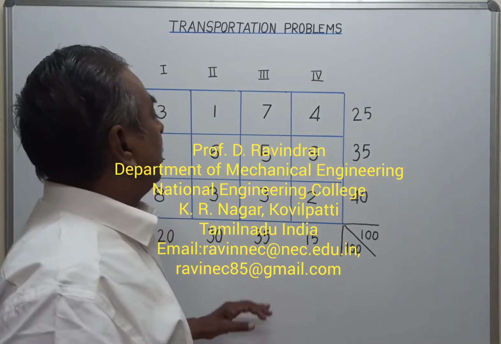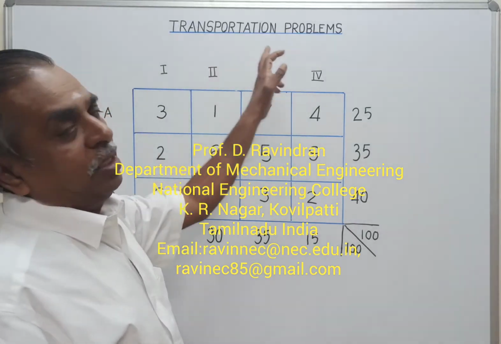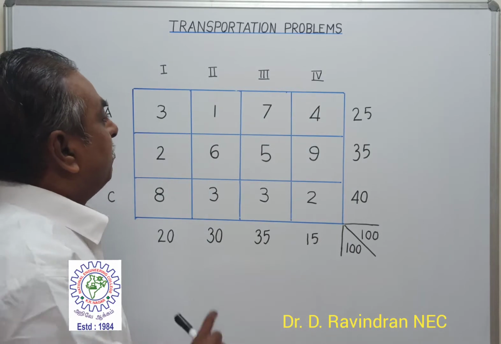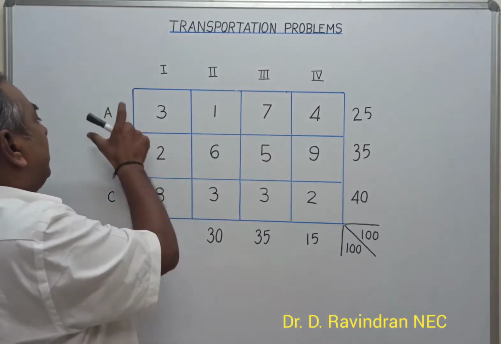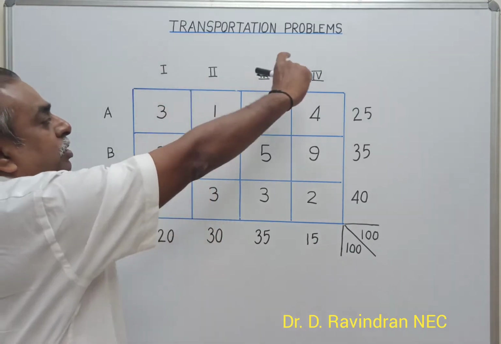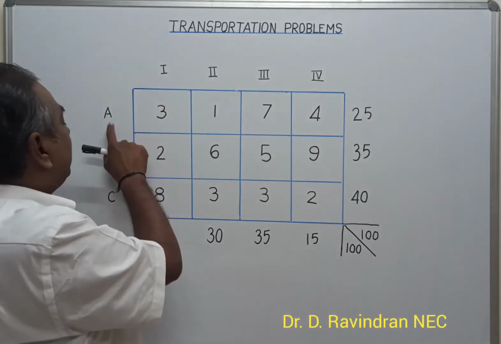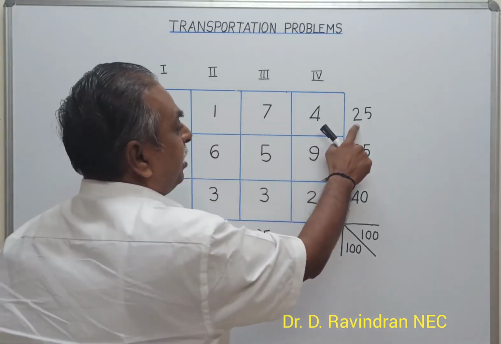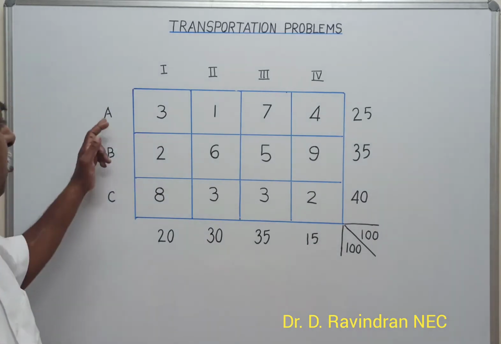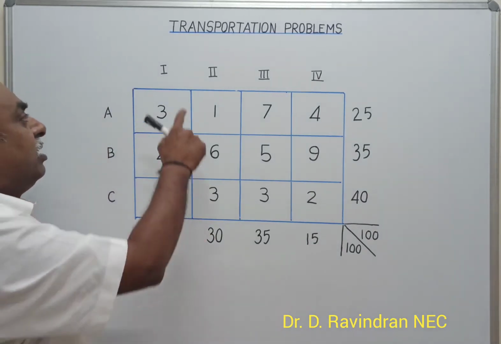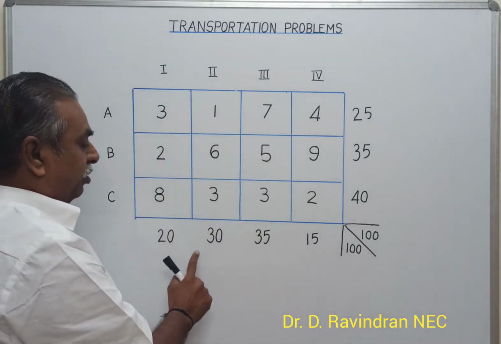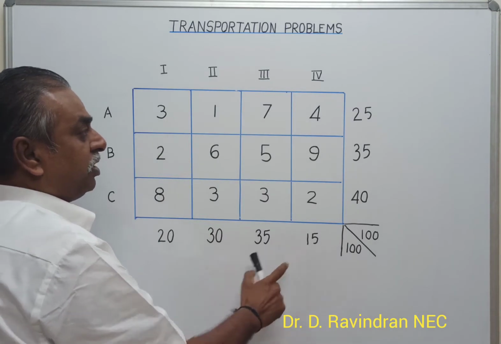Hi everybody. Now we are going to discuss the transportation problems. In these transportation problems, we are considering situations where there are 3 resource centers and 4 distribution centers. Each resource center can supply 25 units, 35 units and 40 units respectively, A, B and C. Similarly, the distribution centers have a demand of 20 units, 30 units, 35 units and 15 units.